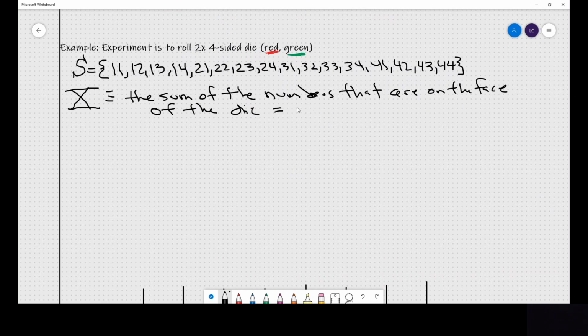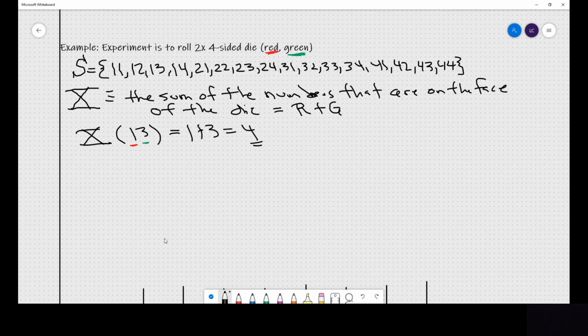For example, whatever your red die is plus whatever your green die is. So an example would be, what would 1, 3 be? So if this 1 were a red and the 3 was the value that's on the green die, what would we come up with? Well, 1 plus 3 is equal to 4.